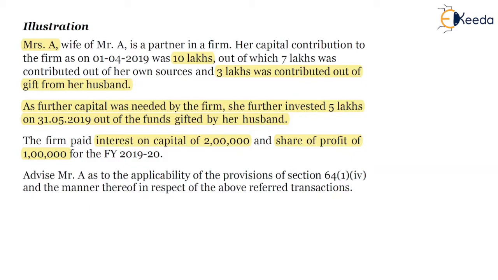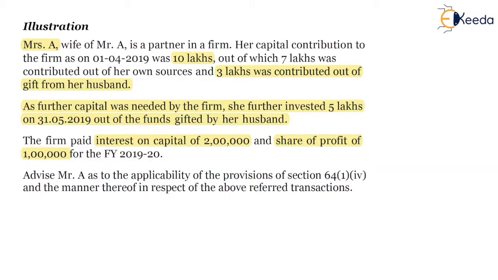So friends, two streams of income, interest on capital and share of profit. Interest on capital, certain assumption needs to be put and clubbing provisions will be applicable. Share of profit, as nothing is taxable in the hands of Mrs. A, as share of profit is exempted under section 10(2A).